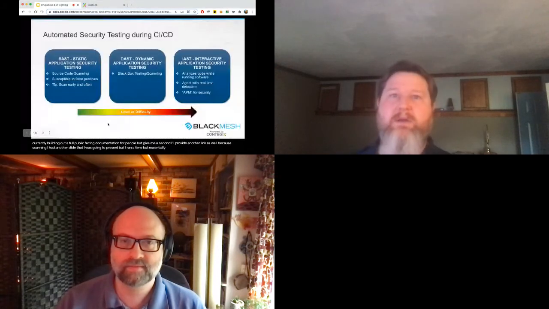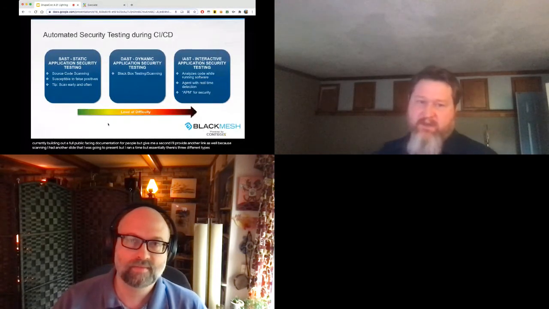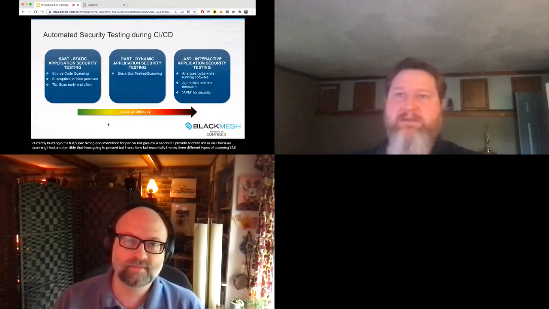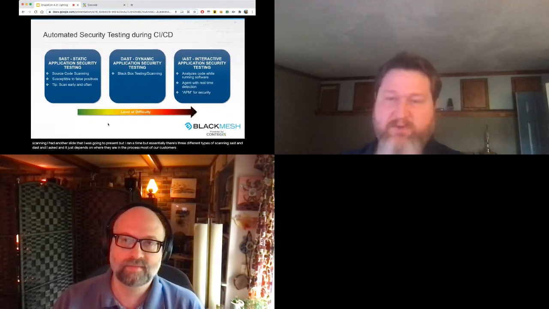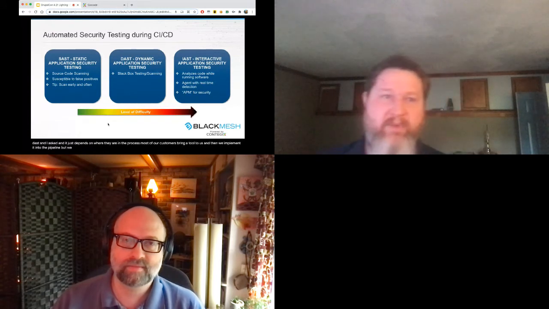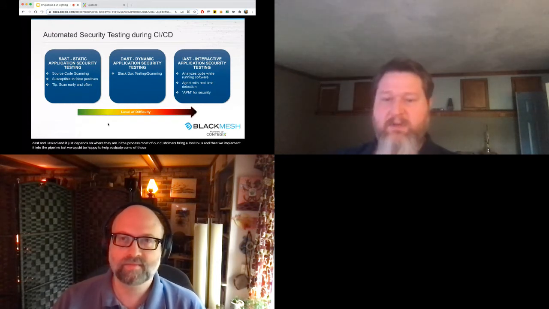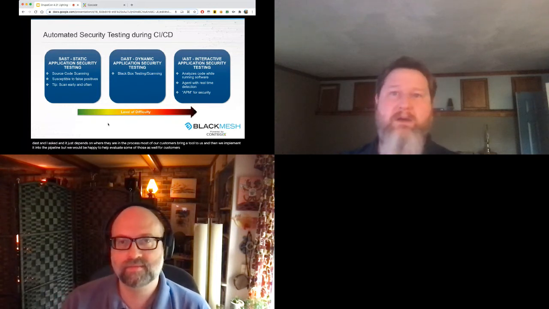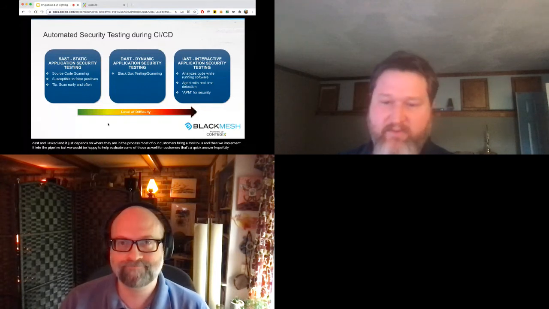For code scanning, I had another slide that I was going to present, but I ran out of time. Essentially, there are three different types of scanning: SAST, DAST, and IAST. It just depends on where they are in the process. Most of our customers bring a tool to us, and then we implement it into the pipeline. But we would be happy to help evaluate some of those as well for customers. That's a quick answer, hopefully, for the code scanning question for you, Scott.